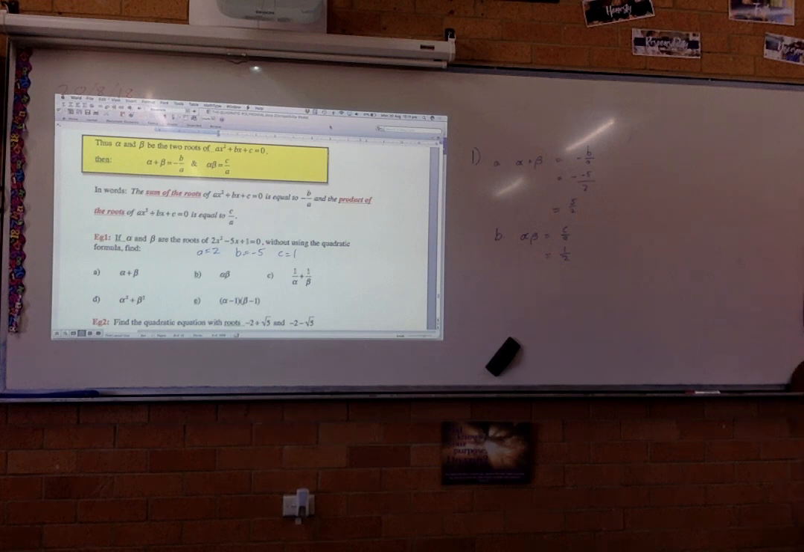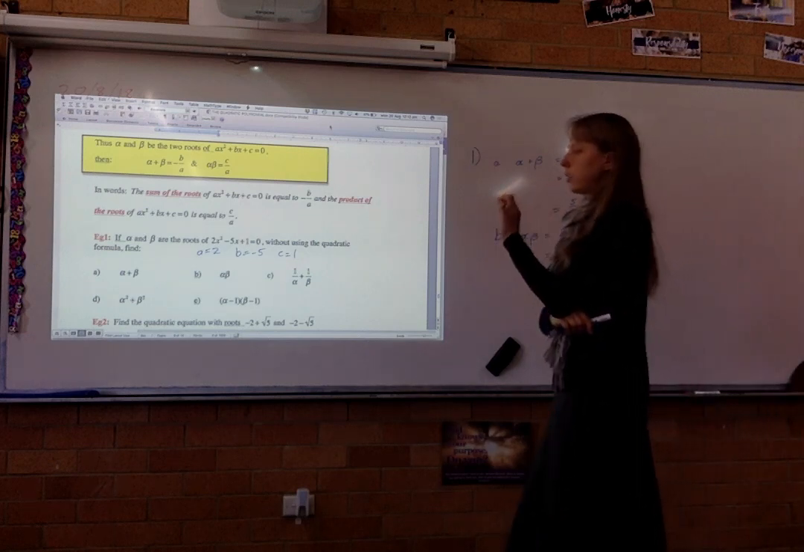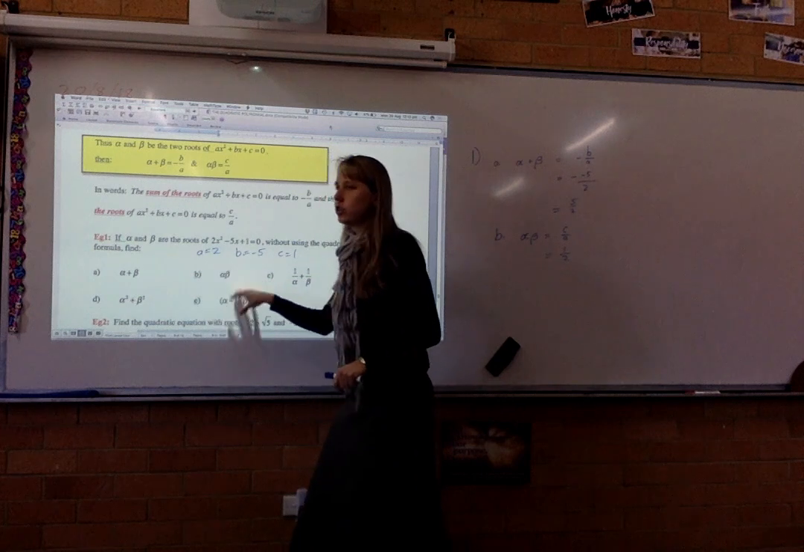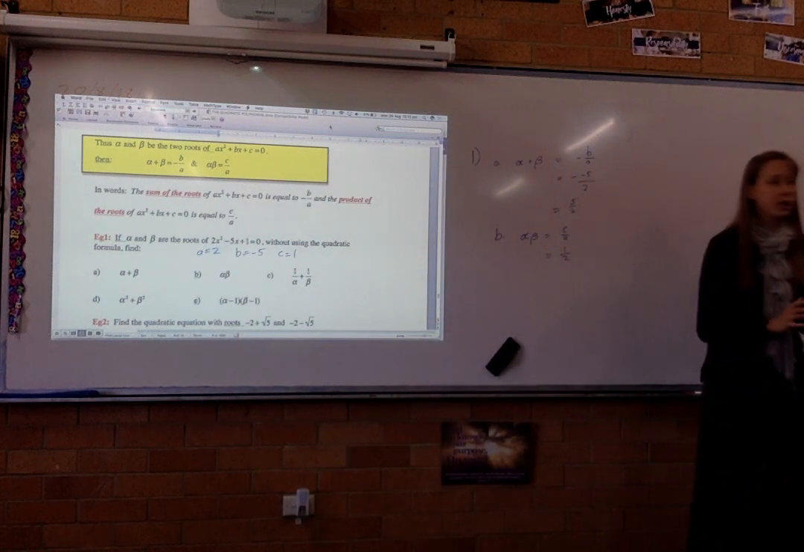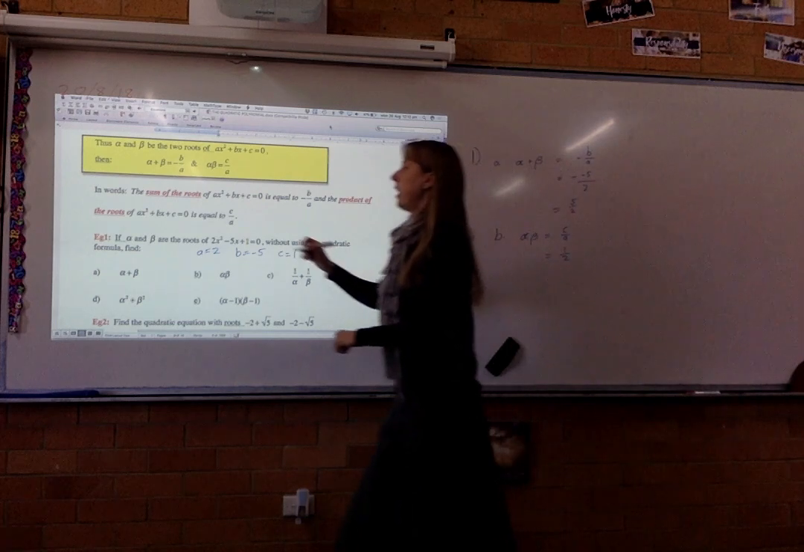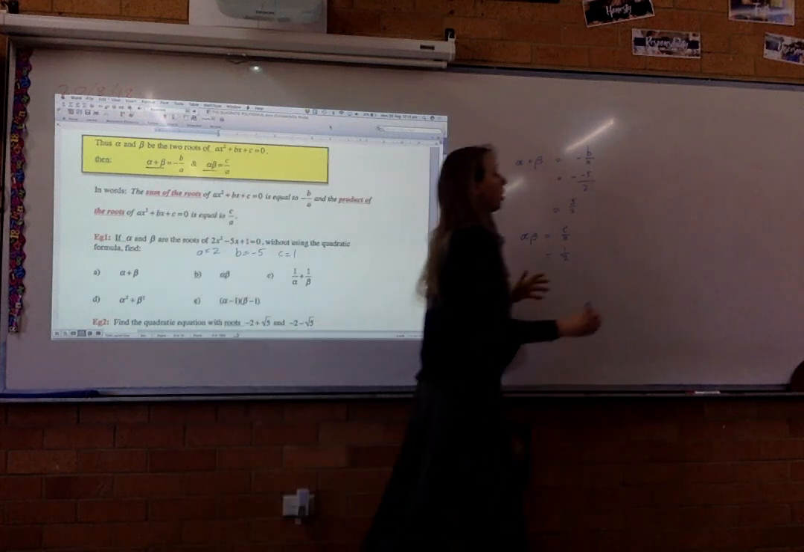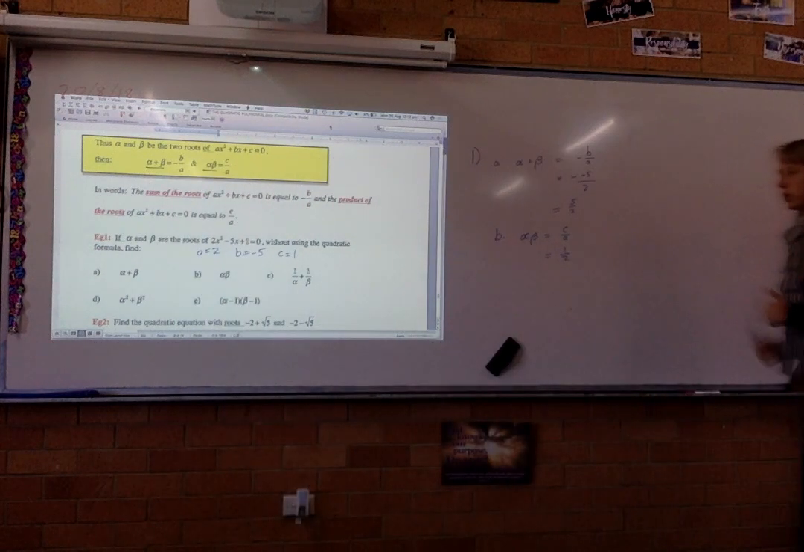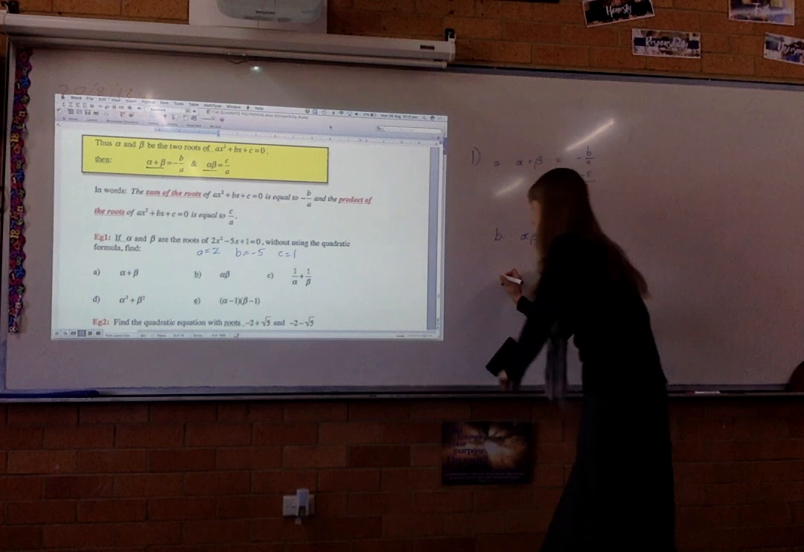Question C though, C looks a bit more confusing. Here is the trick. In order to find any of these variations or functions, we have to somehow rearrange them into a form that has an alpha plus beta or an alpha beta, so a sum or a product. We're going to have to rearrange it because at the moment we do not have a sum or a product of the roots. So how are we going to do that?